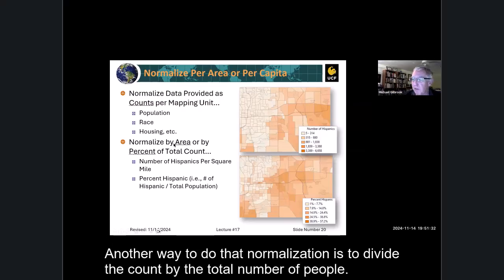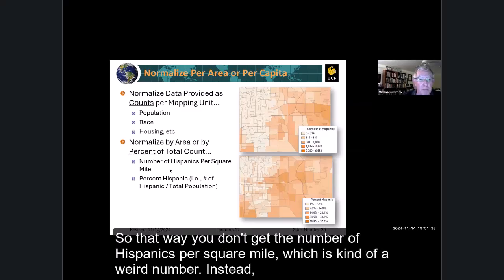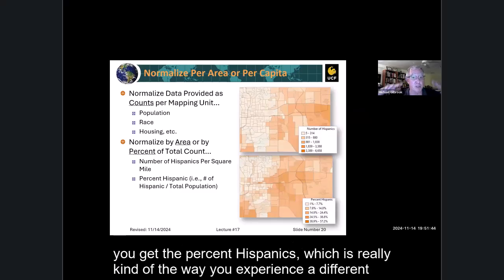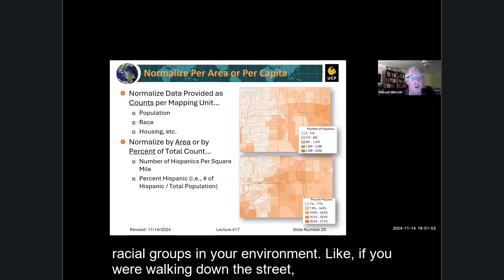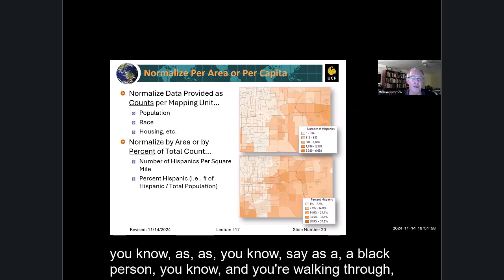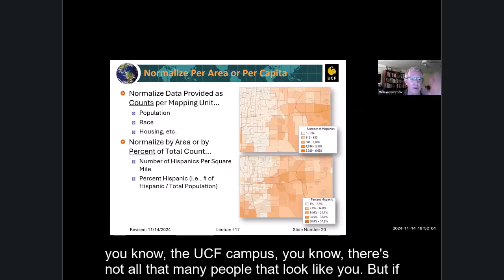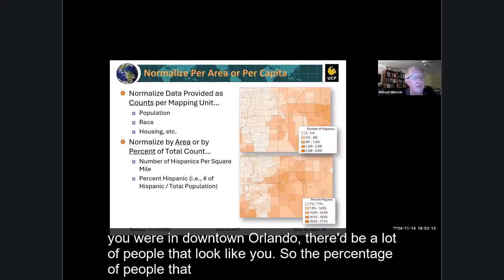Another way to do that normalization is to divide the count by the total number of people. That way you don't get the number of Hispanics per square mile, which is kind of a weird number. Instead, you get the percent Hispanics, which is really the way you experience different racial groups in your environment. Like if you were walking down the street as a black person through the UCF campus, there are not all that many people that look like you. But if you were in downtown Orlando, there would be a lot of people that look like you.